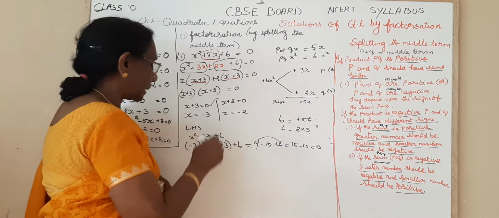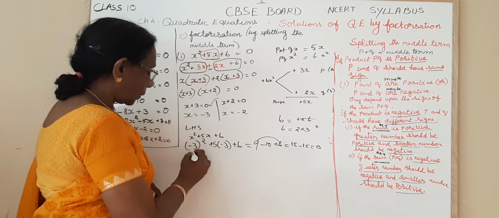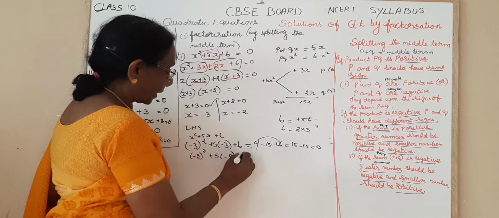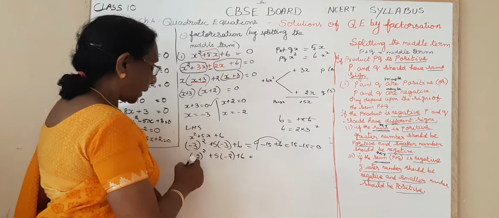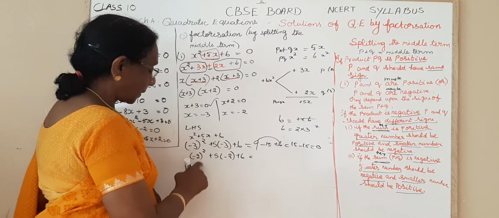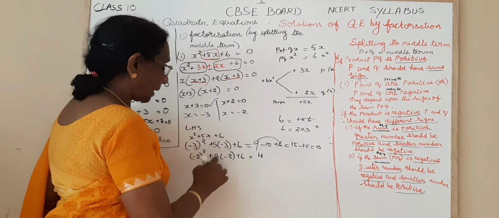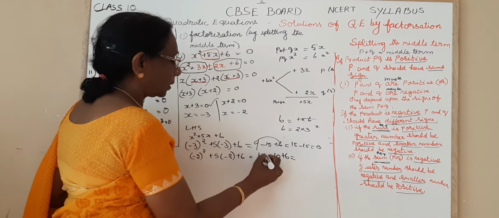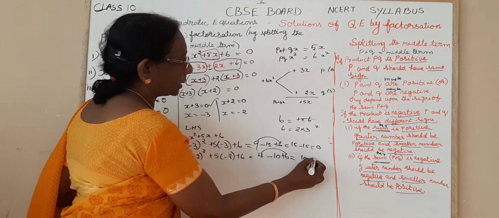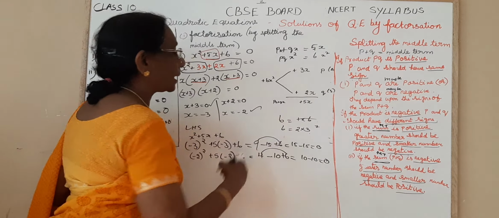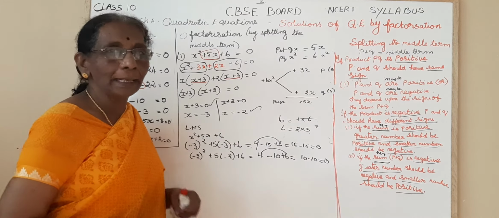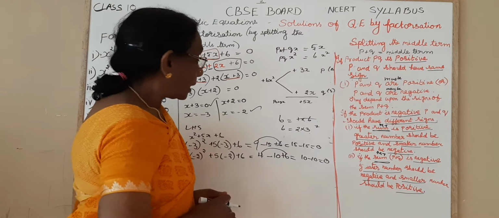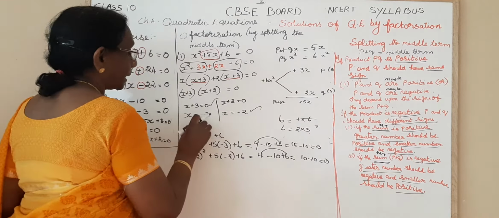Now check with the other one. Minus 2 the whole square plus 5 into minus 2 plus 6. Minus 2 the whole square is 4. 4 plus minus 10 plus 6. So 6 plus 4, 10, 10 minus 10, 0. So both our answers are correct. Is it clear how to verify? Like this you can verify and check whether your solutions are correct.